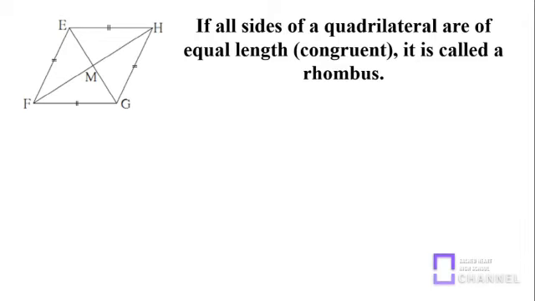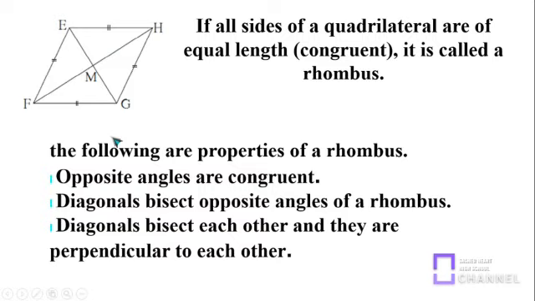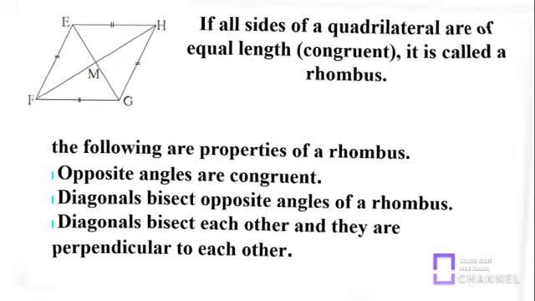If all the sides of a quadrilateral are of equal length, it is called a rhombus. Properties of rhombus. Opposite angles are congruent. Diagonals bisect opposite angles of a rhombus. Diagonals bisect each other and they are perpendicular to each other.